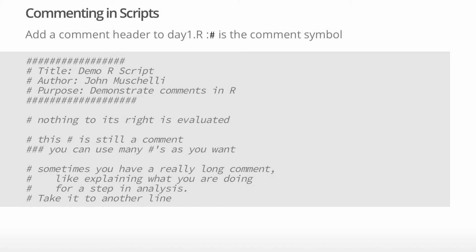Okay, so this is an example of a comment header. You'll note that every single line, or somewhere in the line, there is a hashtag or a pound sign. That tells R this is a comment. You can have as many as you want. We're just doing it so we can visually see that this is a group. We put a title, an author, a purpose, for example. Say this is a demo R script. I wrote it, and what's the point?